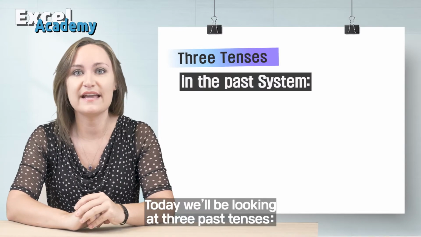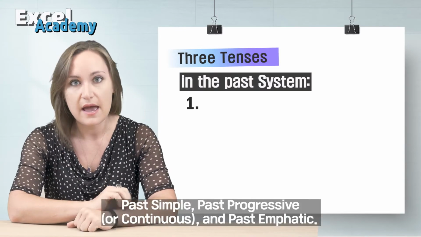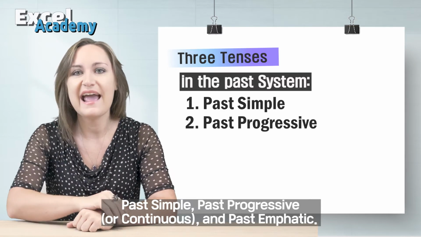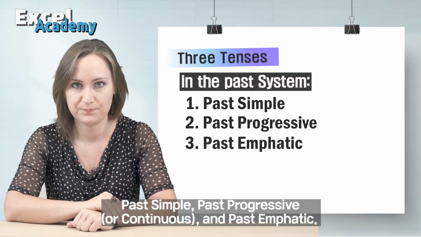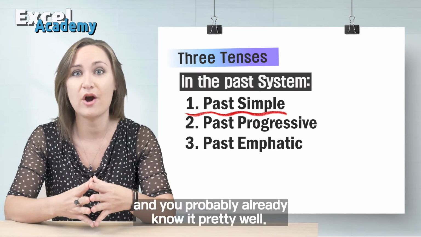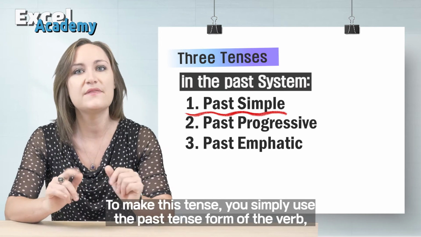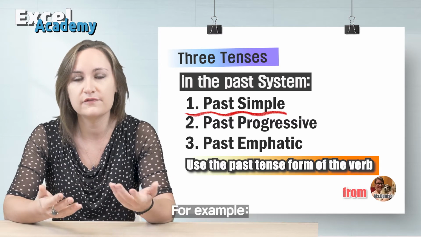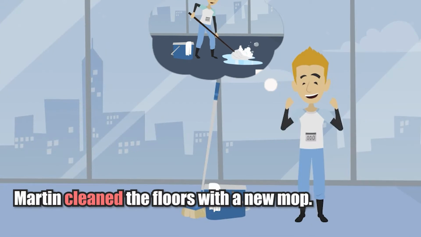Today, we'll be looking at three past tenses: past simple, past progressive or continuous, and past emphatic. Now, the past simple tense is the easiest, and you probably already know it pretty well. To make this tense, you simply use the past tense form of the verb. For example, Martin cleaned the floors with a new mop.